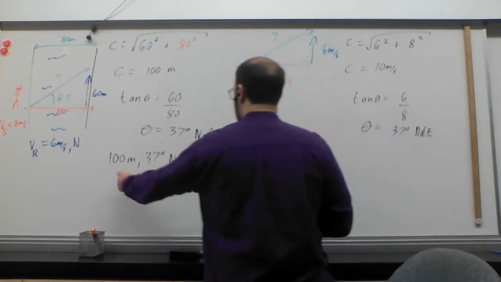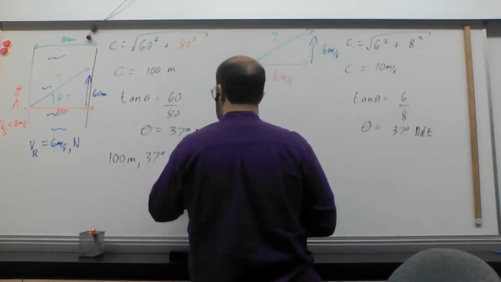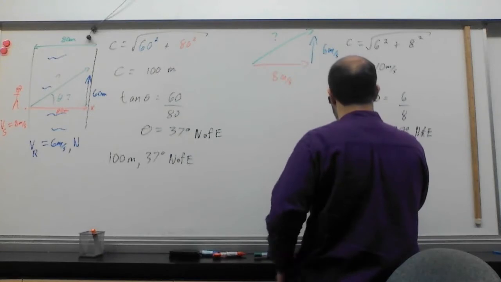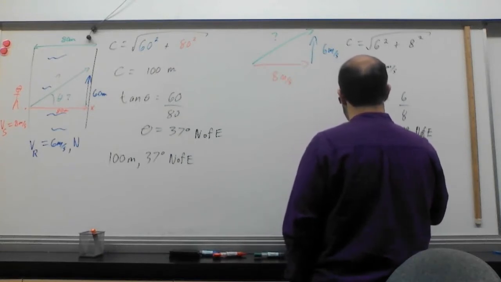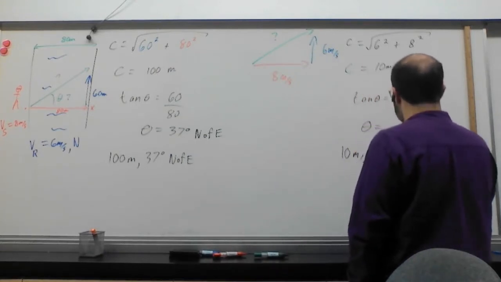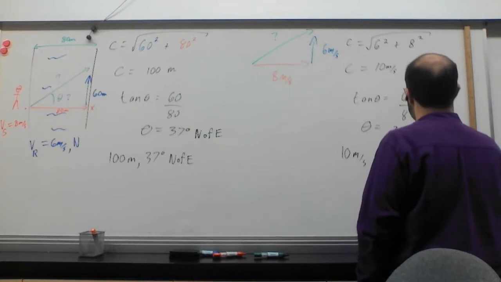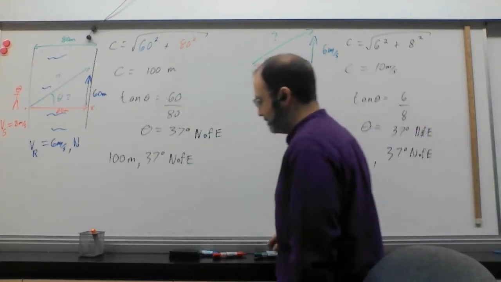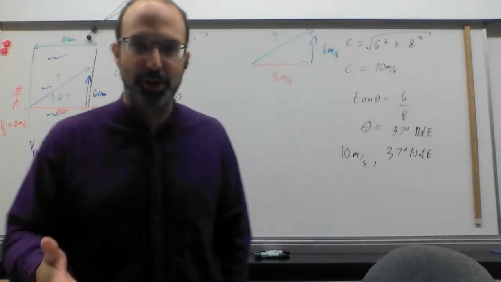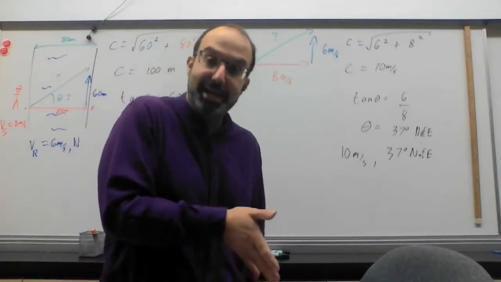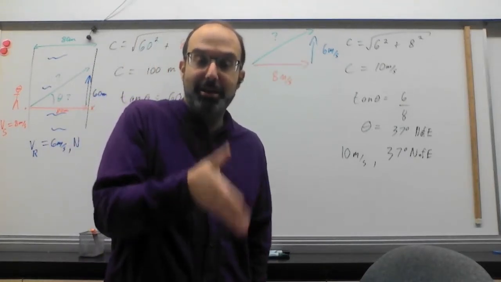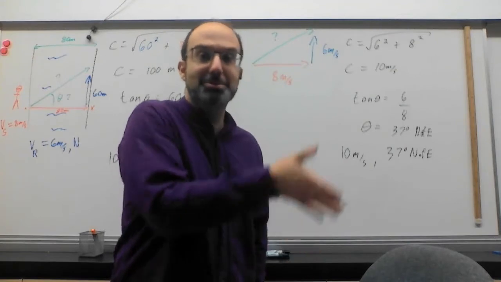So in order to go 100 meters at 37 degrees north of east in 10 seconds, you have to travel at 10 meters per second at an angle of 37 degrees north of east. I don't think that's a big ask, right? If I want to go 100 meters in 10 seconds, I have to travel at 10 meters a second.